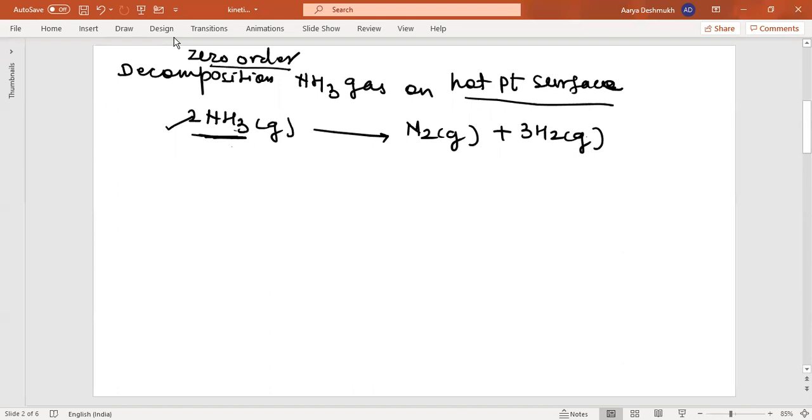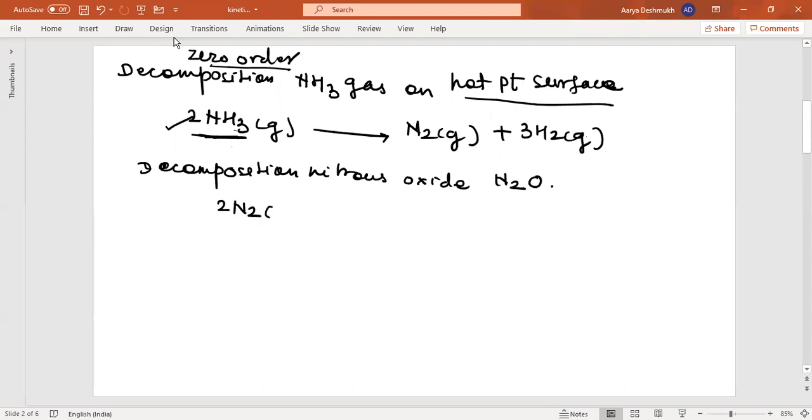Next example, you can write the decomposition of nitrous oxide. Nitrous oxide means N2O. Okay. So here you can write decomposition of nitrous oxide. It is again a gaseous reaction, platinum. Here also it occurs at very high temperature, remember, this upper reaction also. So this is platinum surface, formation of N2 gas plus O2.